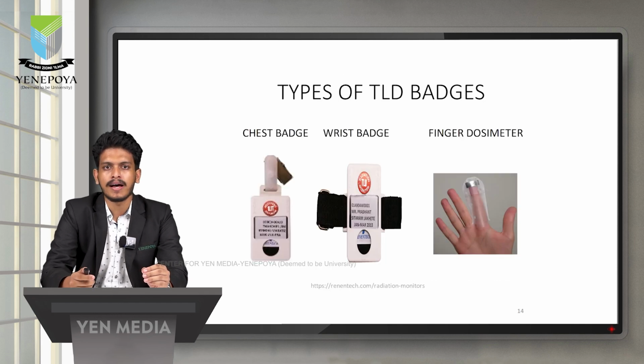There are different types of TLD badges which are commonly used worldwide. Most commonly used is the chest badge, which is worn at chest level by all the personnel who are working in the radiation field. The second one, the wrist badge, is used during procedures or other such things. The last one is the finger dosimeter, which is commonly used in fluoroscopic or interventional procedures, by surgeons or others who are frequently in C-arm operations, where a high amount of radiation dose is emitted during the surgeries and they commonly use their fingers to do the surgeries. In such cases, we use a finger dosimeter. So these are the basic major TLD badge types which are commonly used worldwide.